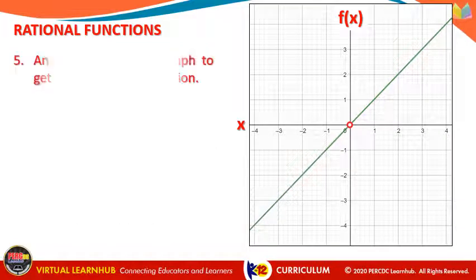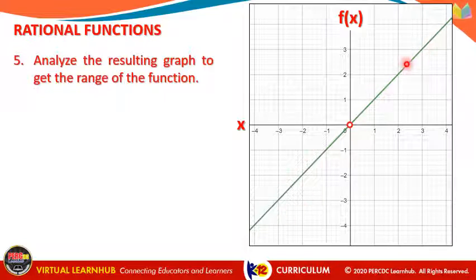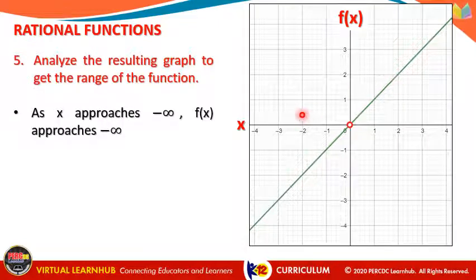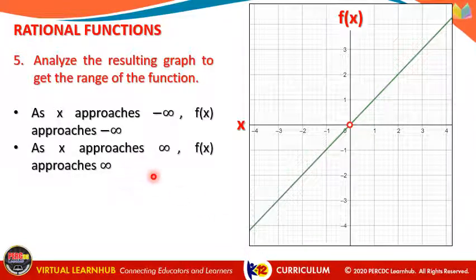Okay, let's now go to the last step. Let us analyze this line. Ano ang makukuha natin, no, na information from the line? As you can see, as x approaches negative infinity, f of x also approaches negative infinity. Habang yung x ay palapit ng palapit sa negative infinity, yung value ng f of x natin, palapit din ng palapit sa negative infinity. As x approaches positive infinity, f of x also approaches positive infinity. Habang pataas ng pataas yung value ng x natin, pataas din ng pataas yung value ng f of x natin.